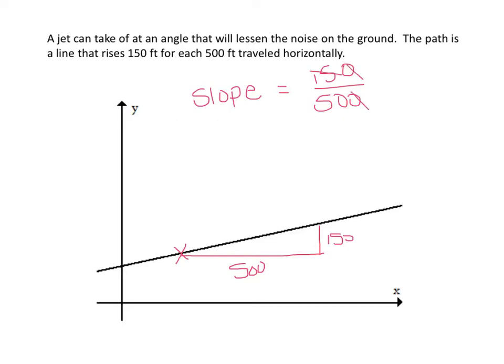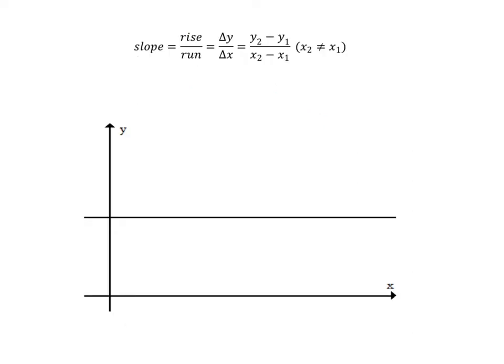Five goes into this 3 times, 5 goes into this 10 times, and we can say that the slope of this line is 3/10. The formula to calculate slope is rise over run, change in y divided by change in x, or subtract your 2 y values, subtract your 2 x values, divide. Just keep in mind that those x values cannot be the same value.